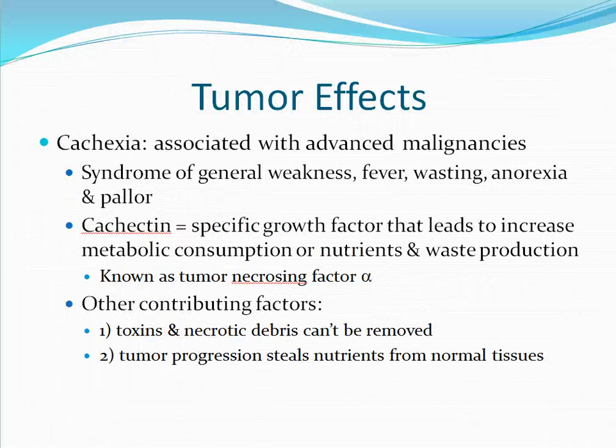Another effect is cachexia. This is often associated with advanced malignancies. This is a syndrome of general weakness, fever, wasting, anorexia, and pallor. This is due to the accumulation of the previously discussed tumor effects. Cachectin, this is tumor necrosing factor alpha. This is a specific growth factor that leads to an increased metabolic consumption of nutrients and the accumulation of waste products. Other contributing factors include toxins and necrotic debris that are unable to be removed. These will begin to build up to toxic levels. Tumor progression also steals nutrients from the normal body tissues.